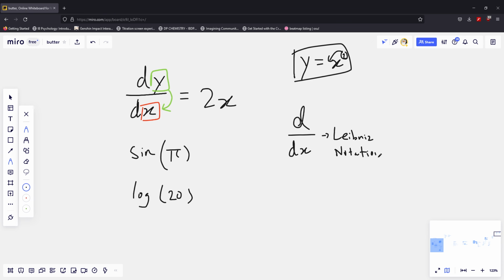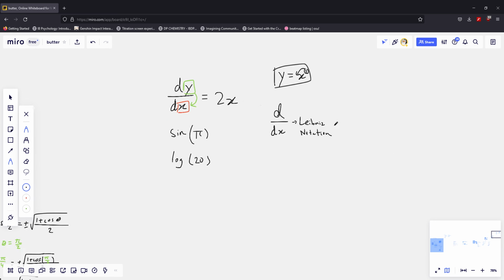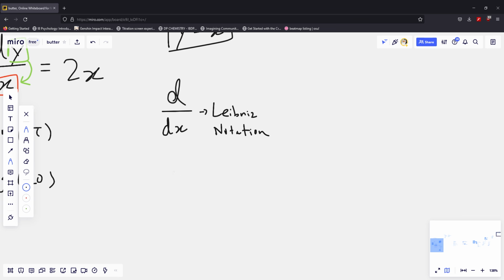Here we are, okay. And this is contrary to what we have learned before. We've been using prime notation, right? F prime of x. This is called prime notation. Now both of these have strengths and weaknesses, but generally we'll see a lot more use out of Leibniz notation, so it's helpful to know what it means.